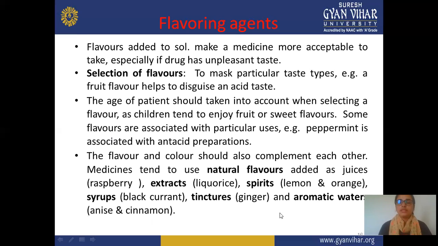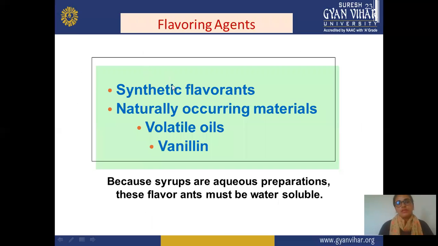So these are the flavors that you use in a formulation according to requirement. If you are preparing an extract base or natural flavor, or a spirit base, tincture or syrup, use any of these types of flavor in your formulation. These flavoring agents may be synthetic flavors or naturally occurring materials, maybe volatile oils or vanillin. And because of syrup or aqueous preparations, these flavors may be water soluble.